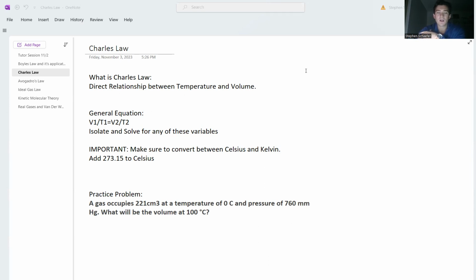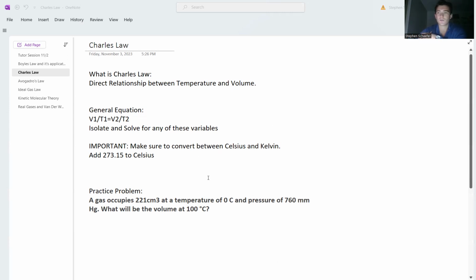So in general, you're going to want to convert between Celsius and Kelvin. All you do is you add 273.15 to the Celsius. Just keep in mind you want to honor the sig fig rules for addition and subtraction, right? So with this in mind, let's do a practice problem.